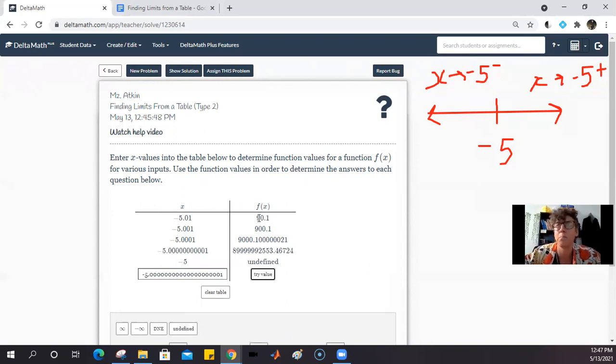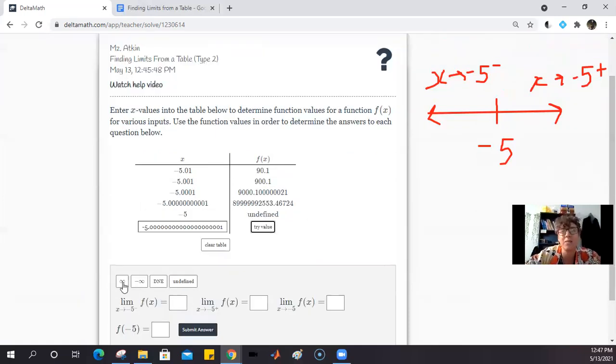Well, this is getting bigger and bigger and bigger as we get closer and closer to -5 from the left. Things getting bigger and bigger in the positive direction means the limit as we approach -5 from the left is infinity. This number is going to keep growing forever. It means we are approaching infinity.